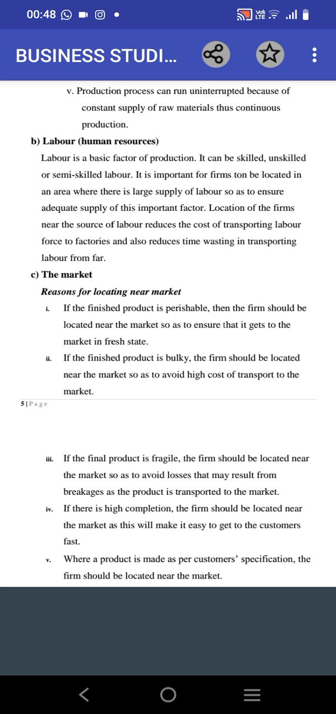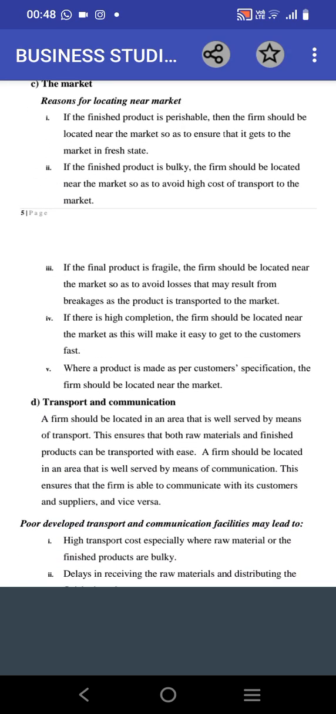If the finished product is bulky, you should locate your farm near the market so as to reduce the bulkiness, through transporting these goods to retailers and wholesalers to break the bulk. If the finished product is bulky, the farm should locate near the market so as to avoid high cost of transport.